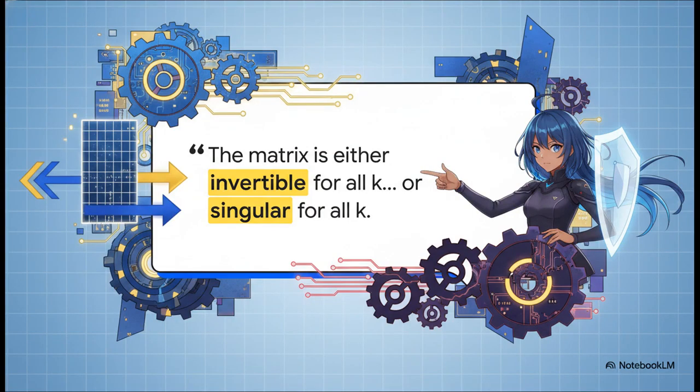But check this out. It gets even deeper. When all your sequences happen to be solutions to the same linear difference equation, this test gets supercharged. The result isn't just a snapshot. The Casoratian is either non-zero for every single value of k, or it's 0 for every single value of k. It's all or nothing. This tells you that linear independence isn't just some fluke. It's a fundamental, unchanging property of that entire system of solutions.